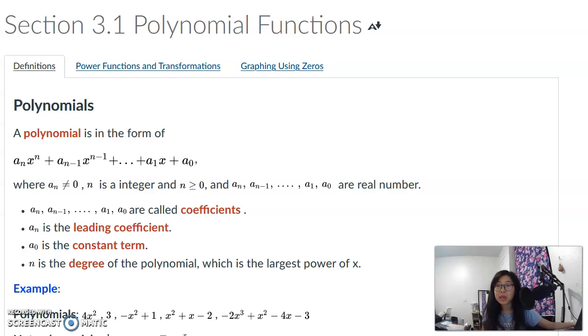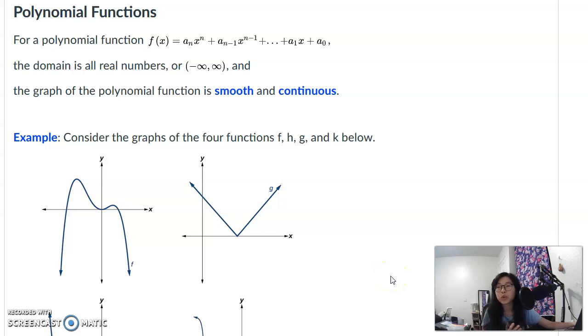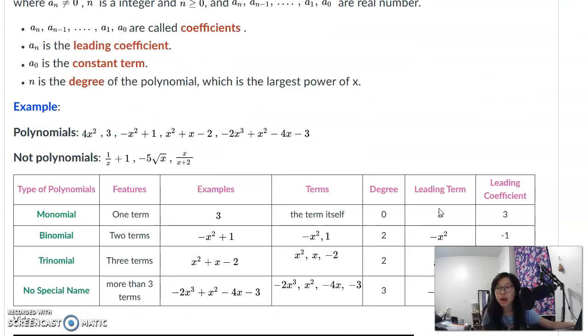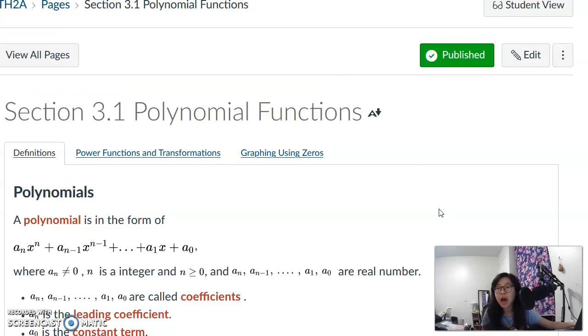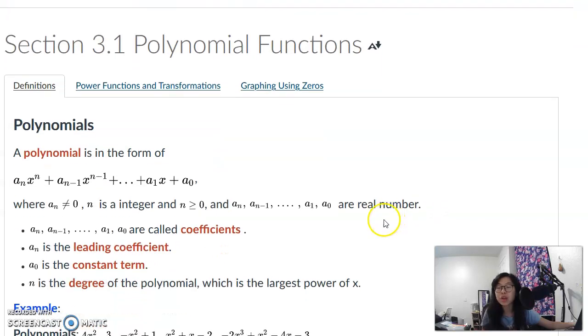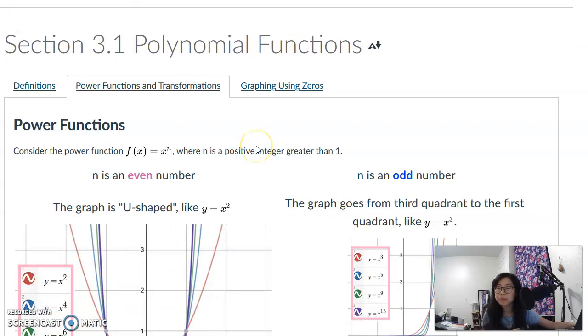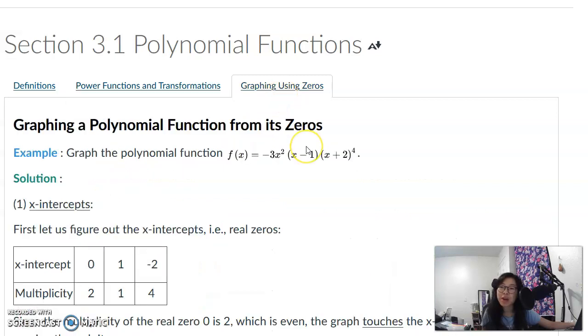Okay, so this week we will focus on only one section, section 3.1, polynomial functions. Not only will we talk about what polynomial functions are and how their graphs look, we will also talk about how to graph a polynomial function. So we will introduce two ways. First is to graph by transformation, and the other way is to graph by using zeros.